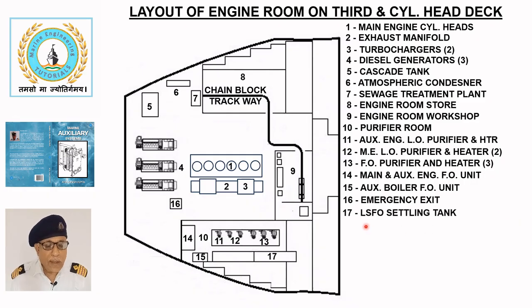Low sulfur fuel oil settling tank. The low sulfur fuel oil settling tank 17 receives fuel oil transferred from the bunker tanks. The oil is heated in the tank before purification and settled water is drained from the bottom. Fuel oil for auxiliary boilers is typically supplied from this tank.